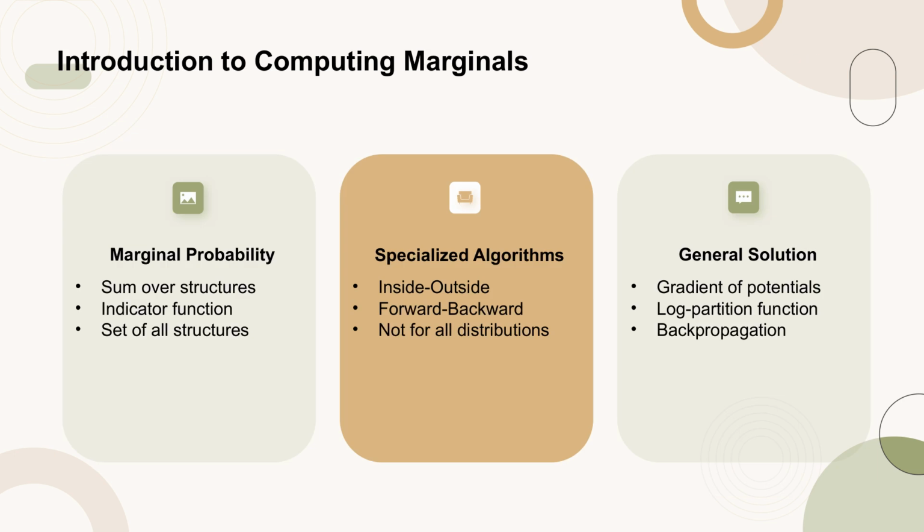In many cases, we are interested in the probability of a particular part of a structure, regardless of the overall structure. This requires computing the marginal probability, which involves summing the probabilities of all structures that contain that part. Traditionally, this was done using specialized algorithms like inside-outside or forward-backward. However, these methods do not apply to all types of distributions, such as non-projective spanning trees. A more general approach is to use the gradient of the factor's potentials with respect to the log partition function. This allows us to use any differentiable implementation of the log partition function and apply backpropagation to compute the marginal probability. This method is versatile and can be applied to structures that do not fit the belief propagation framework.